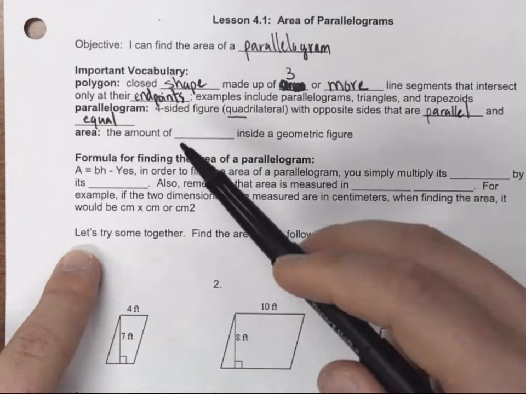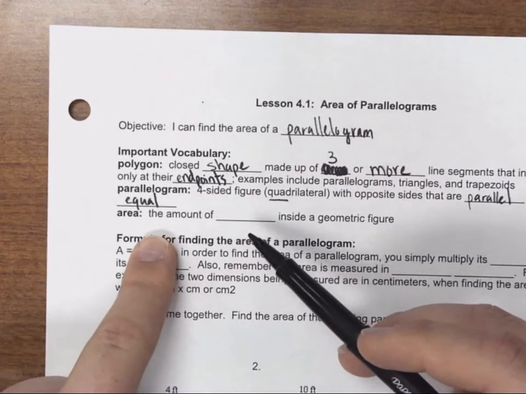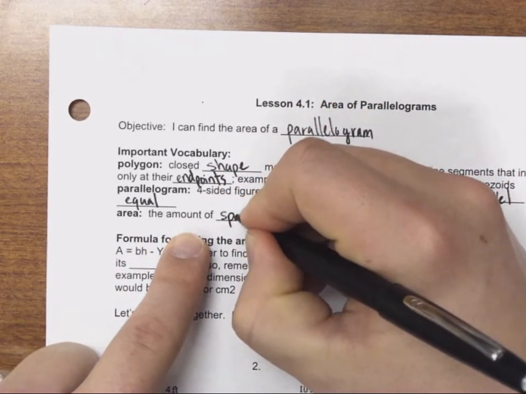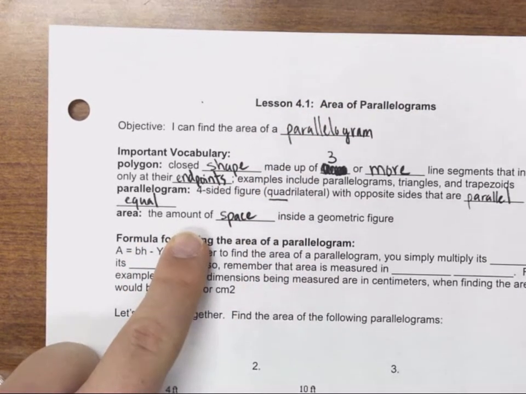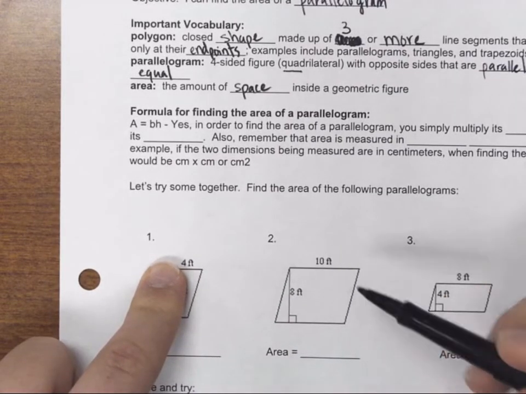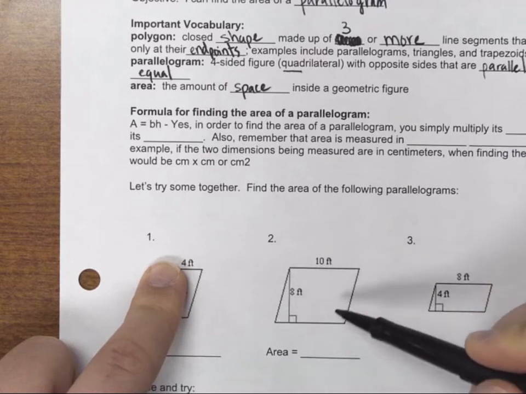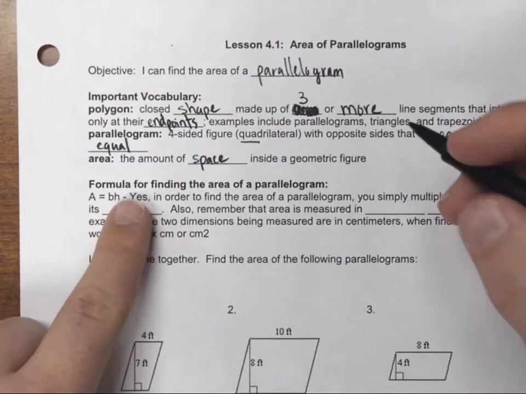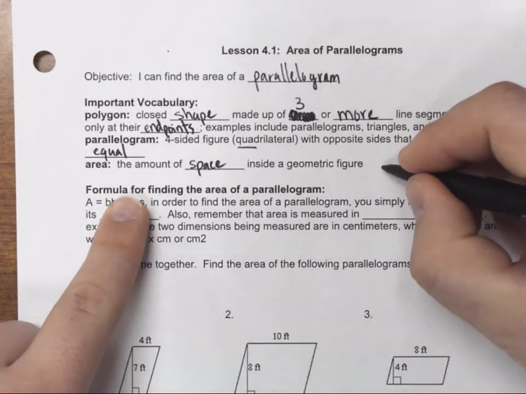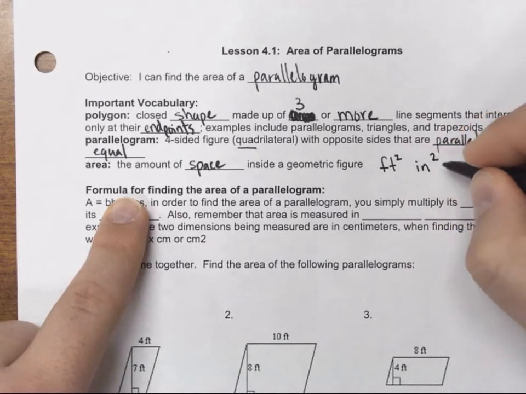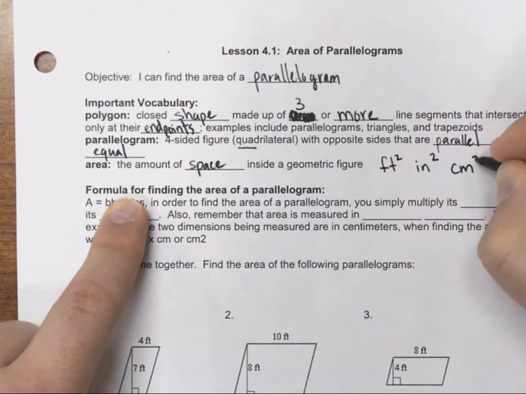Very good. Area. What is area? Area is the amount of space inside a geometric figure. So we're not looking for the distance around a shape, but the area is everything that is in the middle of that shape. And we always measure area in units squared. So if I'm talking about feet, it would be feet squared. Inches would be inches squared. Centimeters would be centimeters squared.